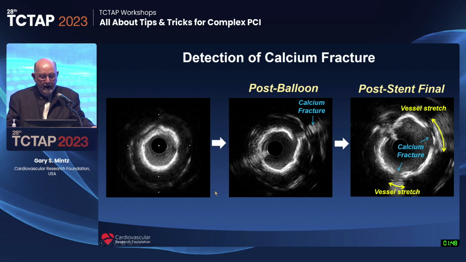By IVUS, this is one thing that I wanted to point out. You don't always see the break in the calcium by IVUS, but you see distal vessel wall that is otherwise not seen. Remember, because of shadowing, you never see the deeper vessel structure. If the deeper vessel structure appears, then you know that you've caused calcium fracture.